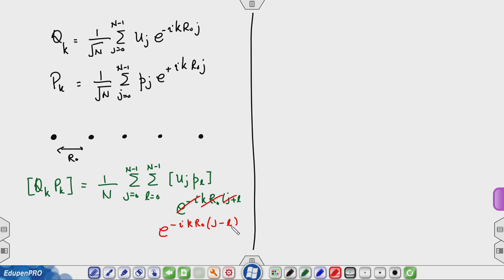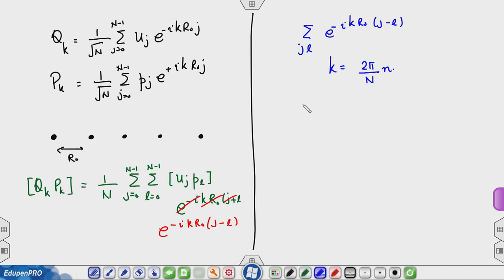Now, we can do some summation. Let us see now, is there a k summation somewhere? No, there is no k summation. So, this is q_k p_k. Now, you can see that this is going to be 0 summation e raised to minus i k r_0 (j minus L), sum over j and L. k, let me remind you, is nothing but 2 pi over N times some n.